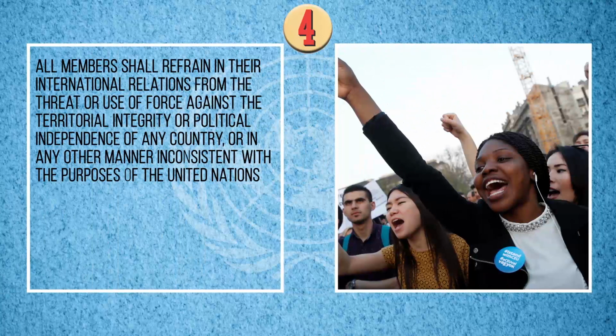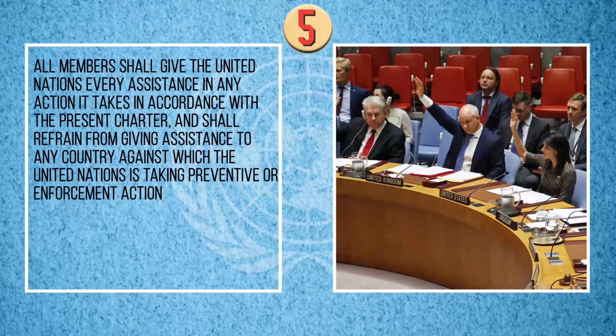Number 4. All members shall refrain in their international relations from the threat or use of force against the territorial integrity and political independence of any country, or in any other manner inconsistent with the purposes of the United Nations. Number 5. All members shall give the United Nations every assistance in any action it takes in accordance with the present charter and shall refrain from giving assistance to any country against which the United Nations is taking preventive or enforcement action.